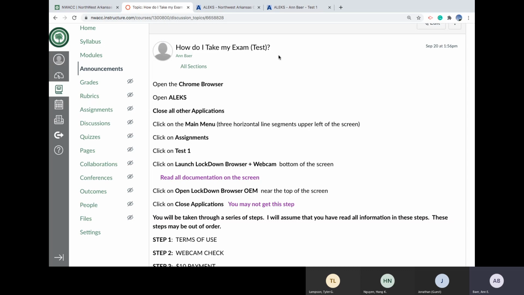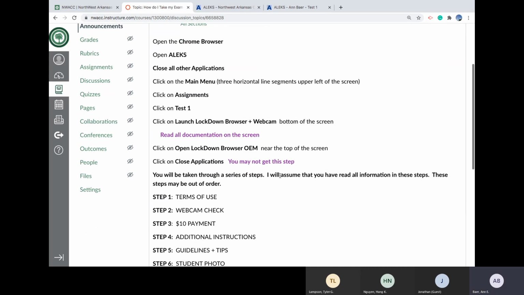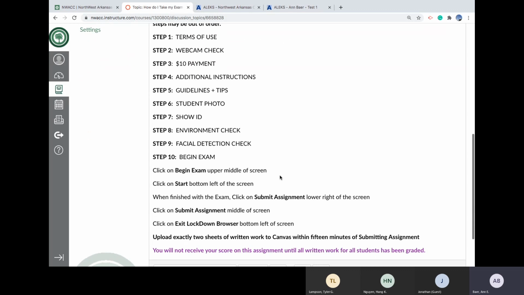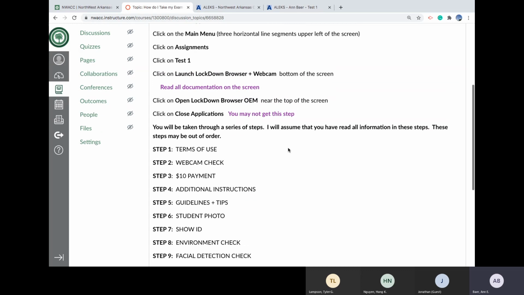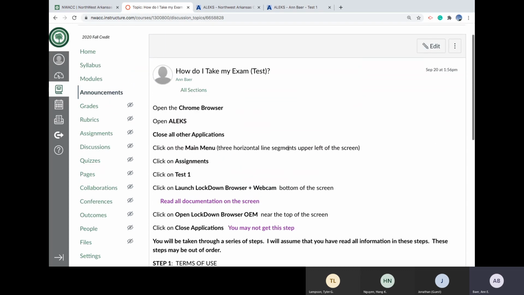Does anybody have any questions on this newest announcement, how do I take my exam, also known as a test question, which I answered to the best of my ability? I spent quite a lot of time yesterday drafting and writing all of this and making sure it was in Canvas for y'all. So I hope that helps clear some questions up.